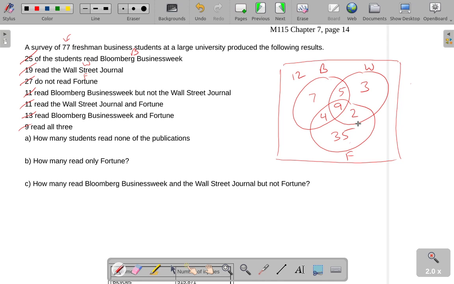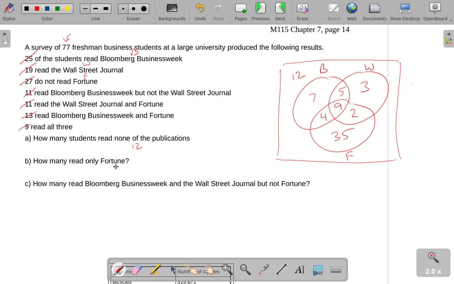Alright, so now I'm going to answer the questions. How many read none of the publications? Those would be the students outside all three of those. I'd say they're probably not in a very good location, because if you're a business major and you're not reading those, I don't know. Maybe you're reading a different publication.